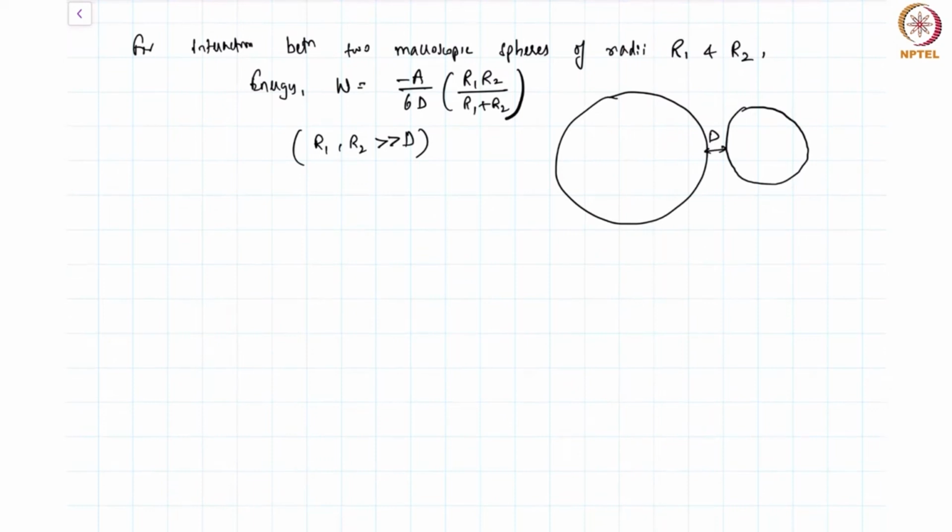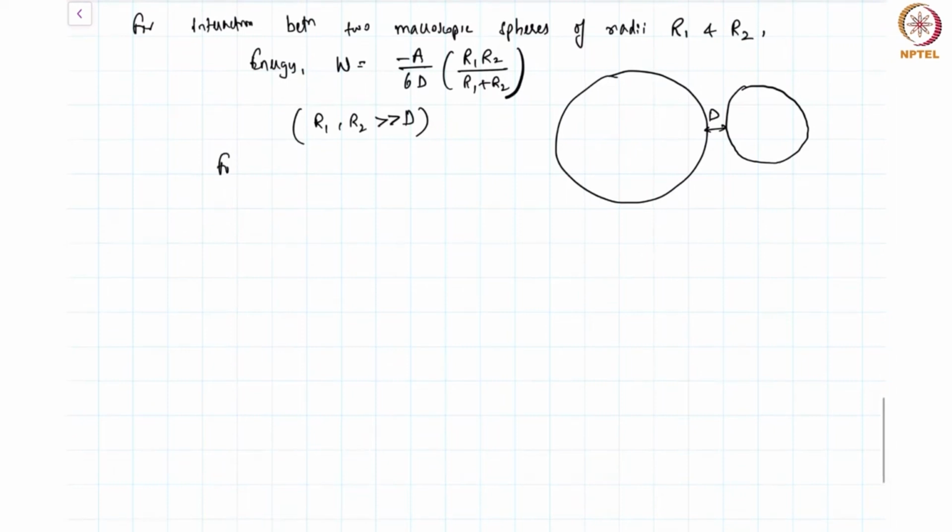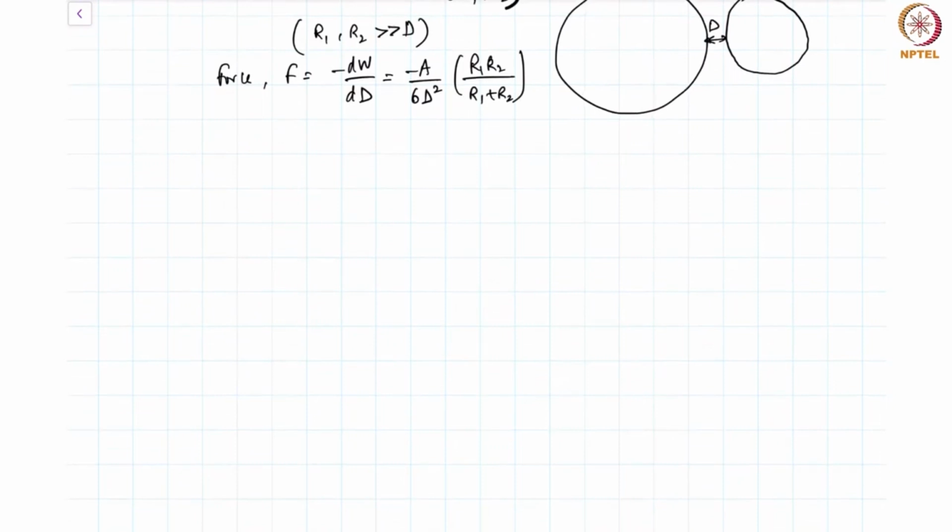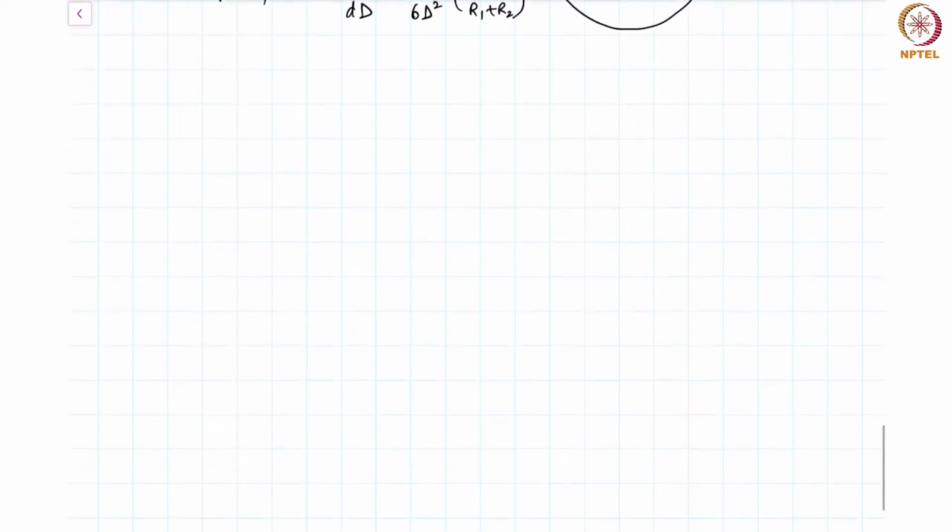Okay, and the reason for this is because this force is only felt when the separation distances are in a few nanometers. Okay, and the force can be now calculated as minus dW by dD, where remember capital D is the separation distance, and this comes out to be minus A by 6 D square times R1 R2 by R1 plus R2. This is basically our force.